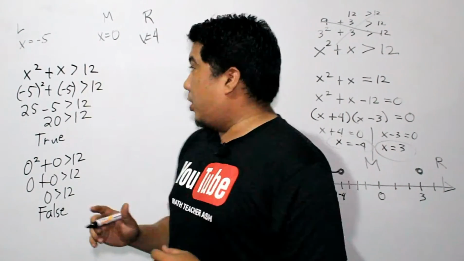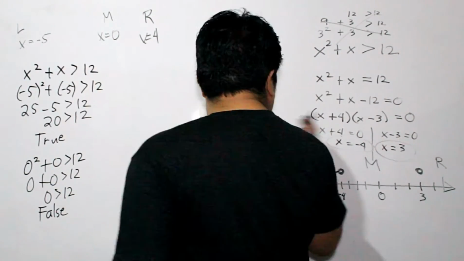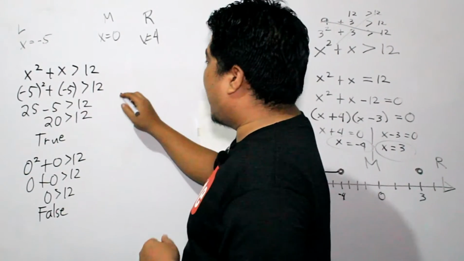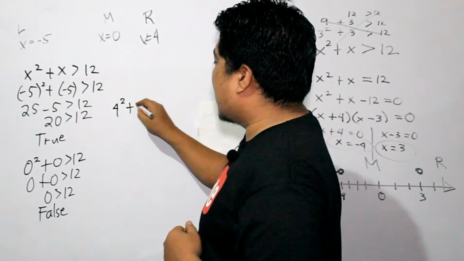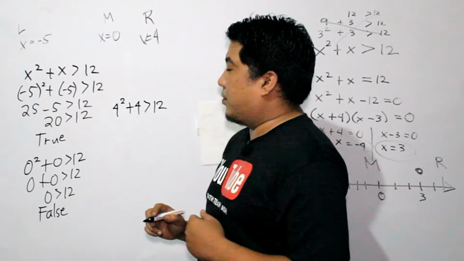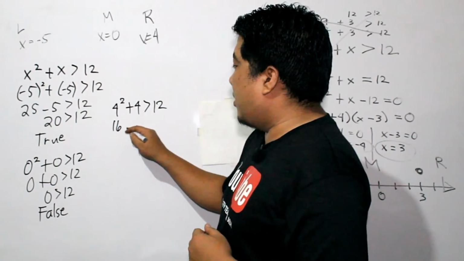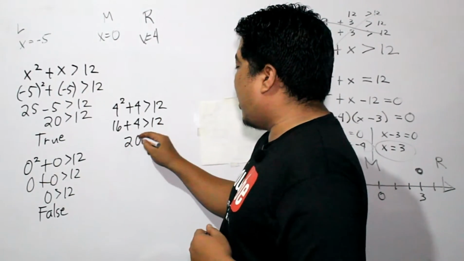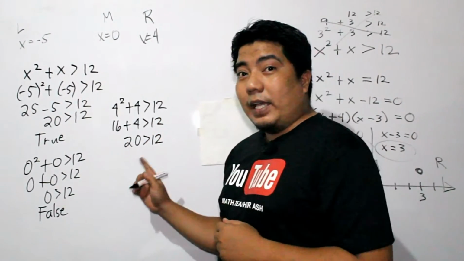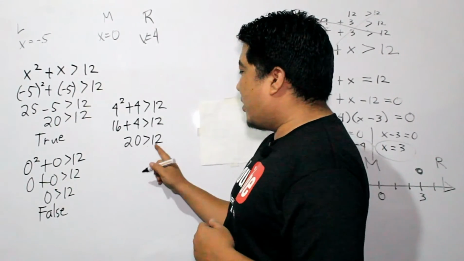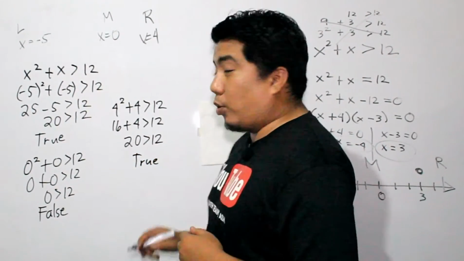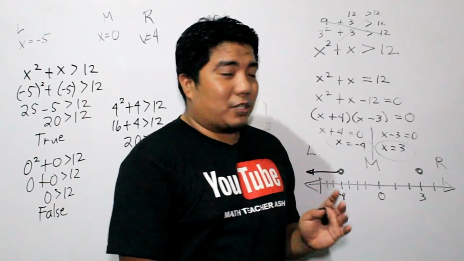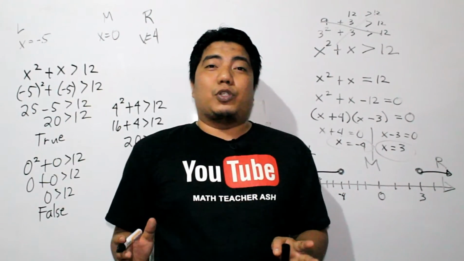Now, let us go to our right region. So, after the number 3, we use positive 4. So, let us try 4 squared plus 4 is greater than 12. 4 squared is 16 plus 4 is greater than 12. 16 plus 4 is 20, which is greater than 12. Is this correct? Yes, 20 is greater than 12 and that is true. Therefore, the numbers in the right region are also part of our solution set.